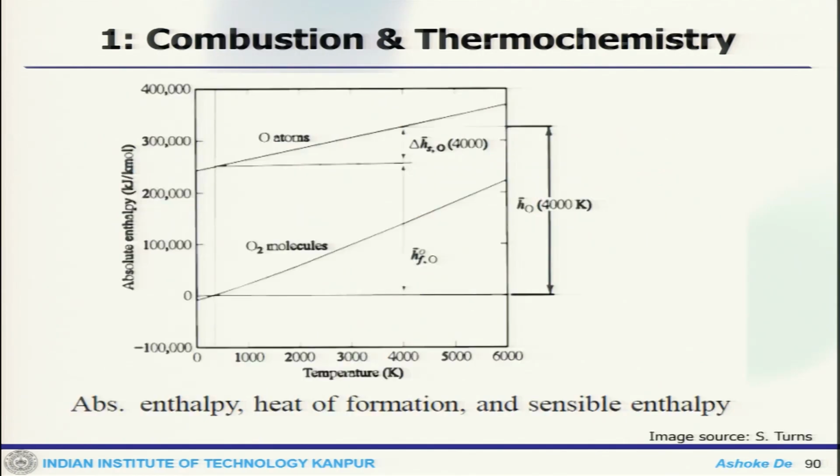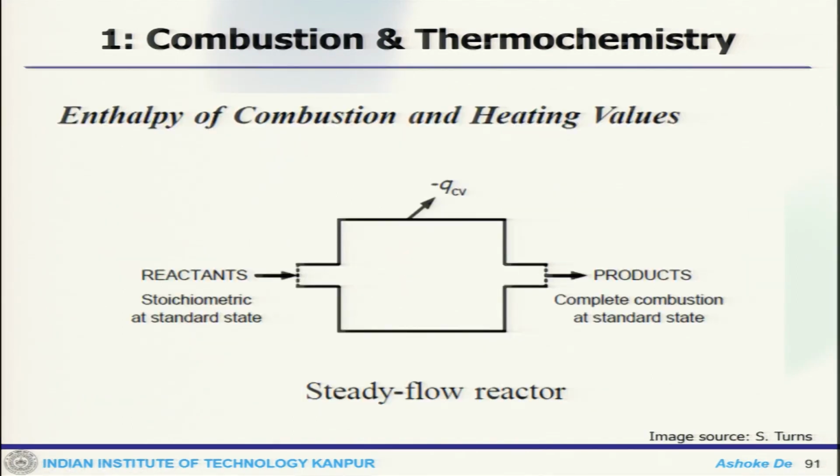This is one of the graphs which gives you an idea: this side is your absolute enthalpy, and this is your temperature variation along these lines. This is the oxygen molecule, this is the oxygen atom, and you can get the different situations. This is your enthalpy of formation and this is the change of state which is shown by that curve.